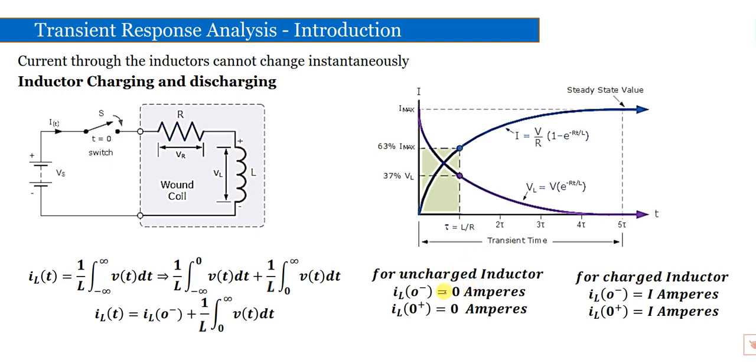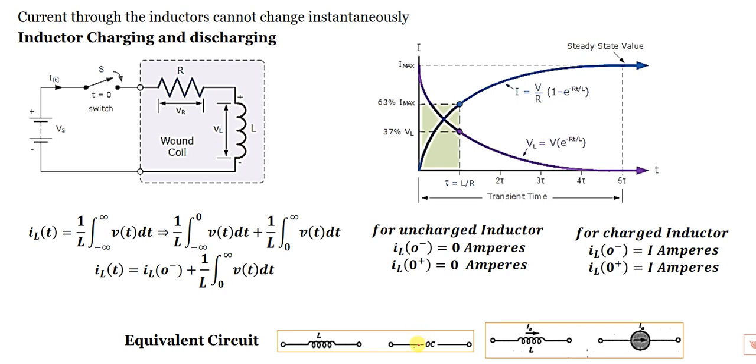Immediately after switching, since the current in the inductor cannot change instantaneously, the current is 0 in an uncharged inductor. IL of 0 minus is 0 amperes and IL of 0 plus is also 0 amperes. 0 amperes means open circuit. So the inductor acts as an open circuit. In the equivalent circuit, just after switching, the inductor acts as an open circuit.